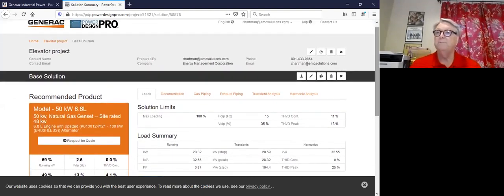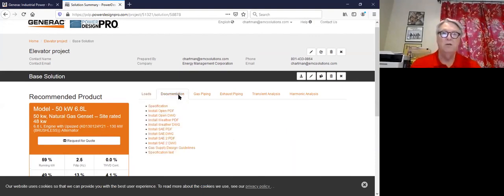Now, when you're done, you can click this right here, and we will do a summary report, and it gives you a nice, pretty printout of the summary report. If you go over here, it allows you to give documentation. You can get a sample specification. You're still going to need to go through that and read it and modify it. It gives you installed drawings, and it has gas supply design lines.